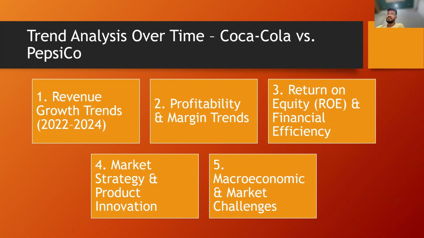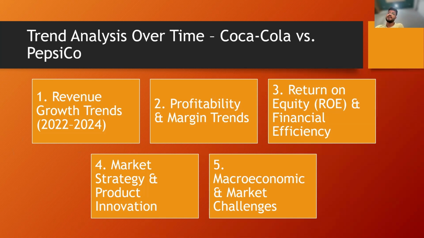Free cash flow margin 7.9% in 2024, significantly lower than Coca-Cola's, indicating high reinvestment in expansion and product innovation. Fourth point, market strategy and product innovation. For Coca-Cola, expansion of Coke Zero Sugar driving an 11% increase in global sales, with strengthened strategic partnerships with fast food chains like McDonald's to boost sales.